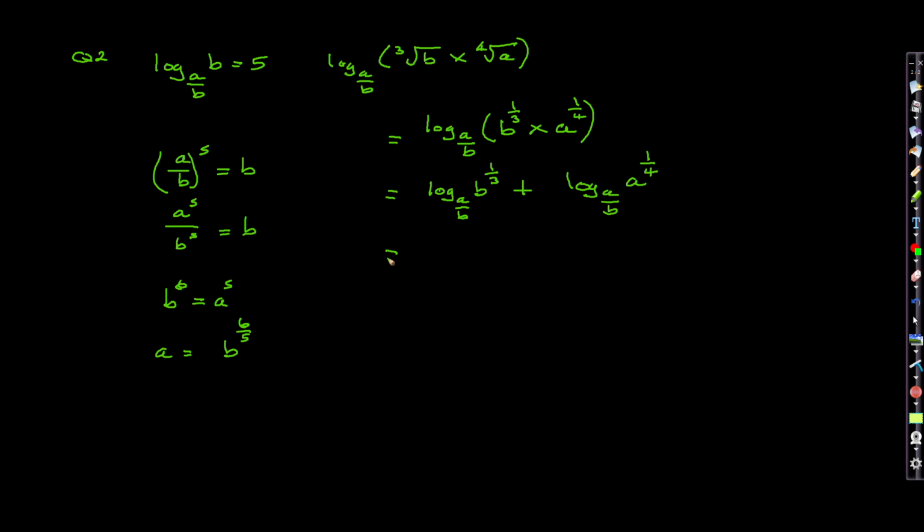And a second law of logs we're going to need to use is to move these powers to the front. So we're going to get 1/3 log base A over B of B plus 1/4 log base A over B of A. Now substituting what we've got for A equal to b to the power of 6/5 over here, I'm going to get 1/3 times, well, that's equal to 5. We're given that as an initial statement, plus 1/4.